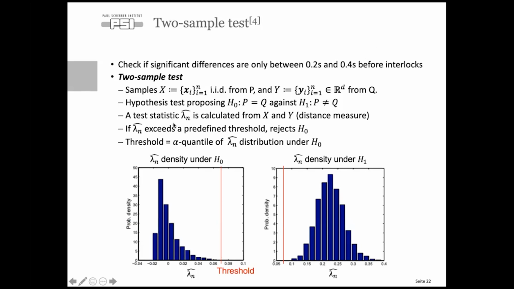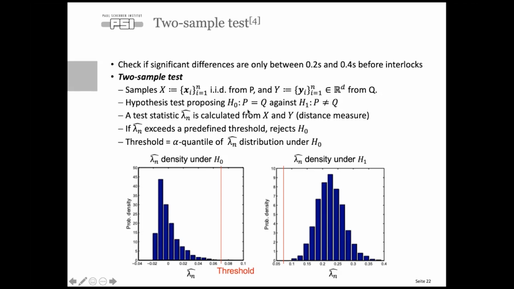So to introduce you a bit about the two-sample test, we have the samples X and Y that are following the distributions P and Q. And we want to do hypothesis testing of H0, that P and Q are actually identical distributions, against the hypothesis H1 that P and Q are actually different distributions.